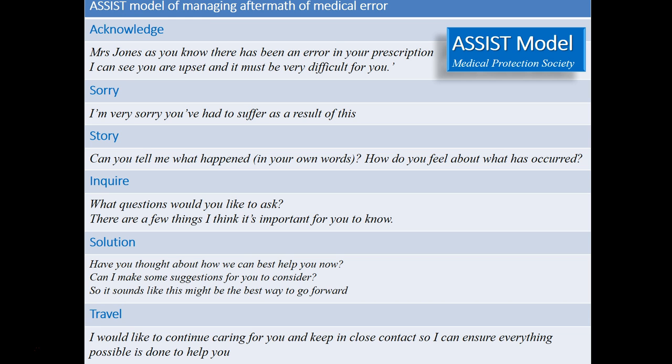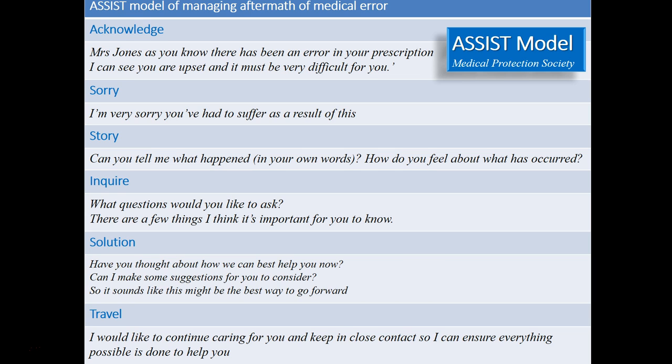Here's a model of how to manage the aftermath of medical error. This comes courtesy of the Medical Protection Society, and it's called the ASSIST model. The ASSIST standing for acknowledge, sorry, story, inquire, solution, and travel. So first of all, you should acknowledge what's happened. Say, for example, Mrs. Jones, as you know, there's been an error in your prescription. I can see you're upset and it must be very difficult for you. Then express sorrow. I'm very sorry you've had to suffer as a result of this.